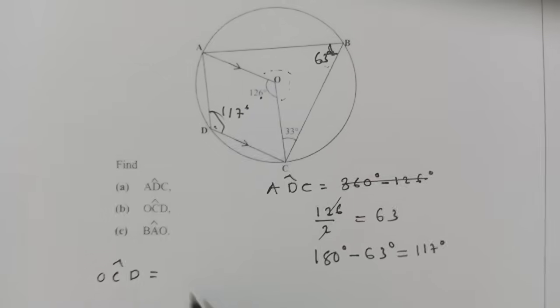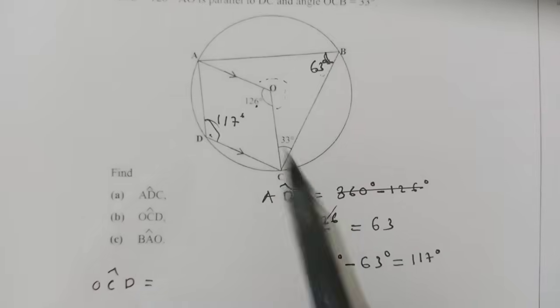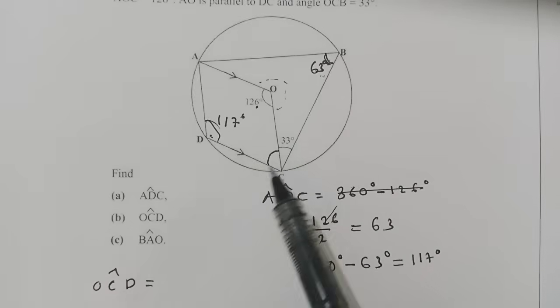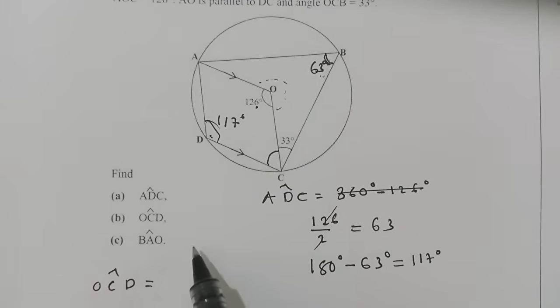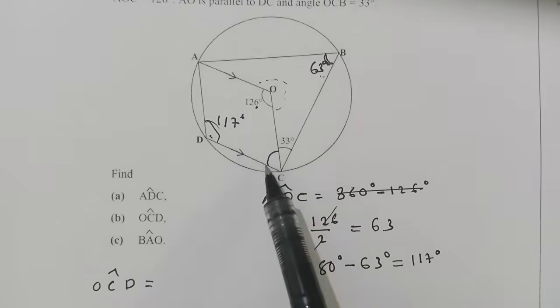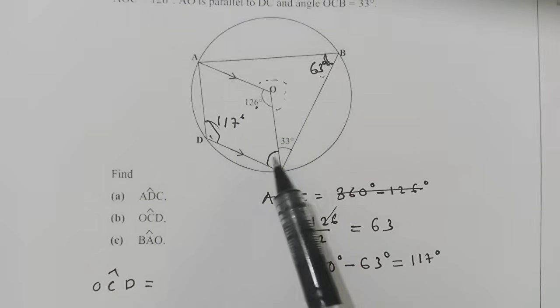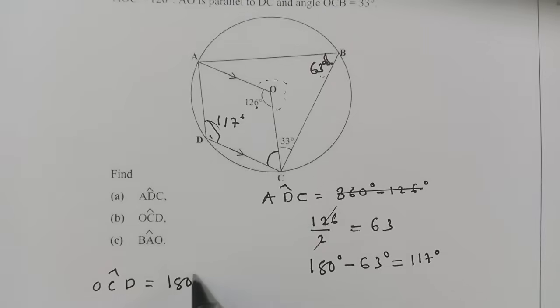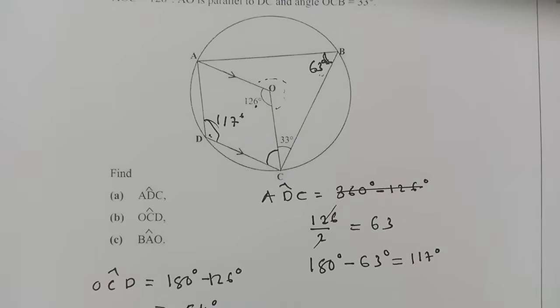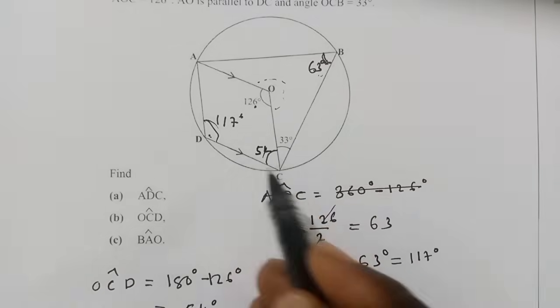Angle OCD. So OCD, this one. We will use the idea of interior angles. We know that interior angles, when you add this and this, because these are parallel lines, this plus this must give you 180. So just say 180 degrees minus 126 degrees. What are we getting? We're getting 54 degrees. So this is the 54.